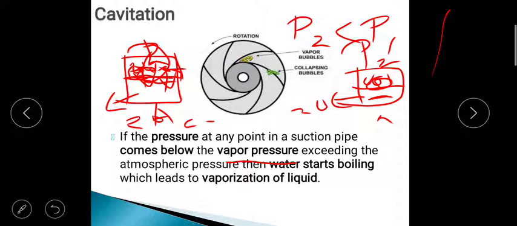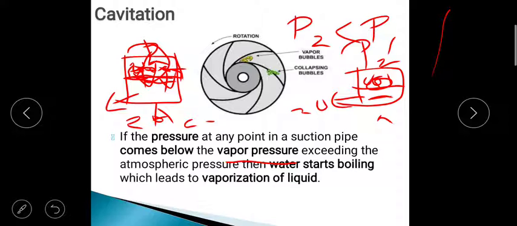When the pressure goes on decreasing below the vapor pressure, because of this decrease in pressure below the vapor pressure, what happens is there is the creation of vapors at lower temperatures, not at 100 degrees Celsius. It will start creating vapors at lower temperatures, like it starts creating vapors at 85, 90, 75, 65 and all.